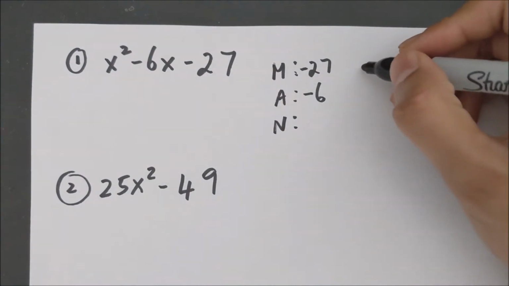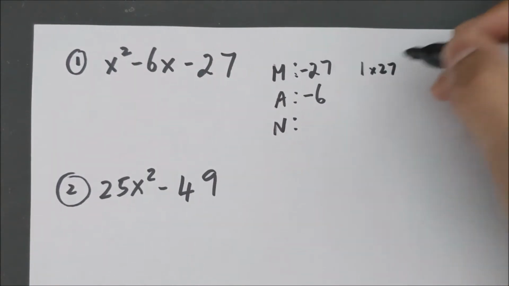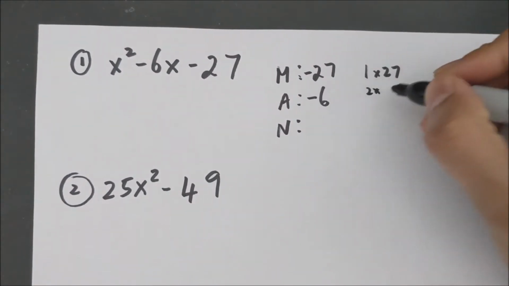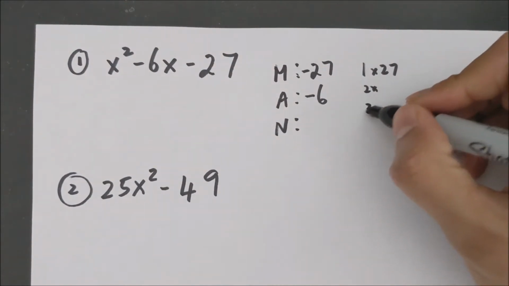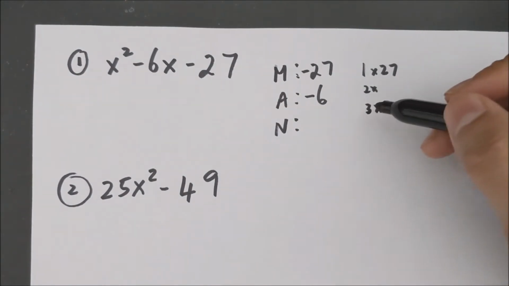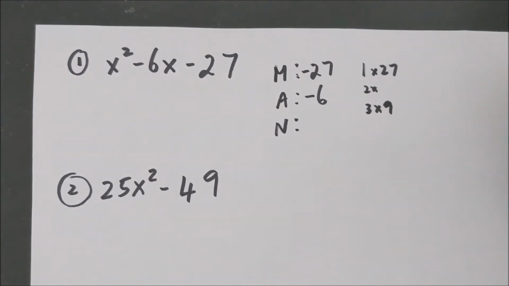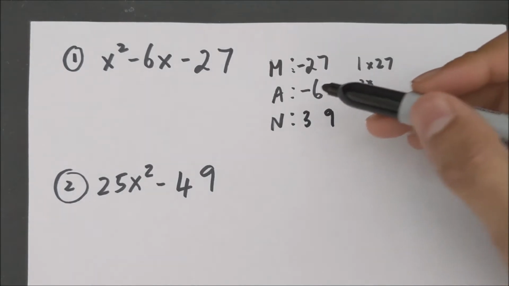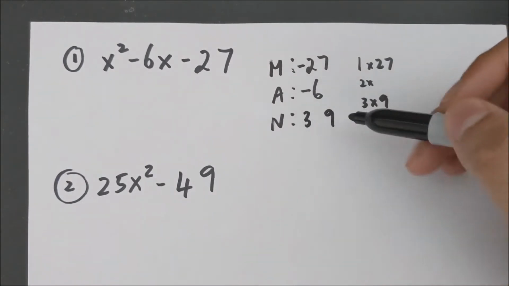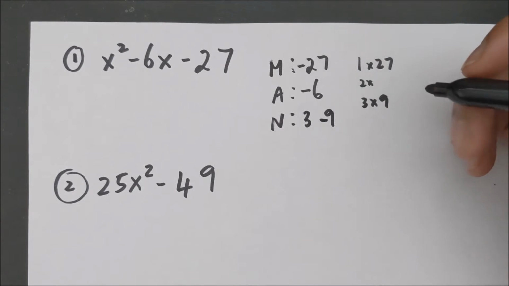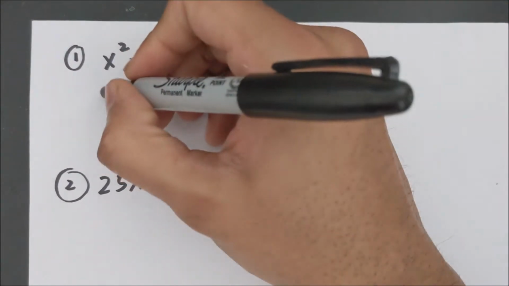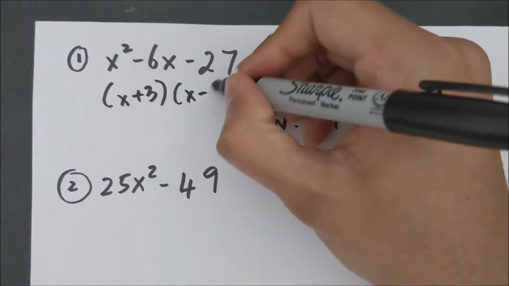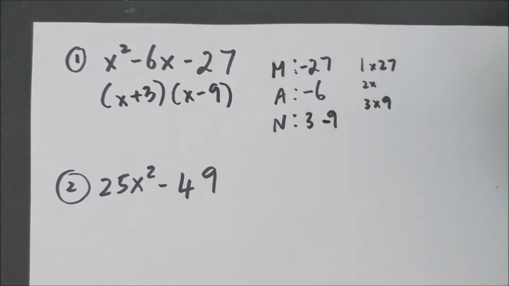You can do it a lot quicker, but I'm going to list them. So 1 times 27, 1 plus or minus 27 will not give me 6, so that doesn't work. 2 times anything does not work. 3 times 9. Now I know 3 plus or minus 9 will give me negative 6. So my two numbers are 3 and 9. And I know if I want to get negative 6, I have to do 3 minus 9. Now once I get my two numbers, I can just write my solution, x plus 3, x minus 9, in factored form using my two numbers.